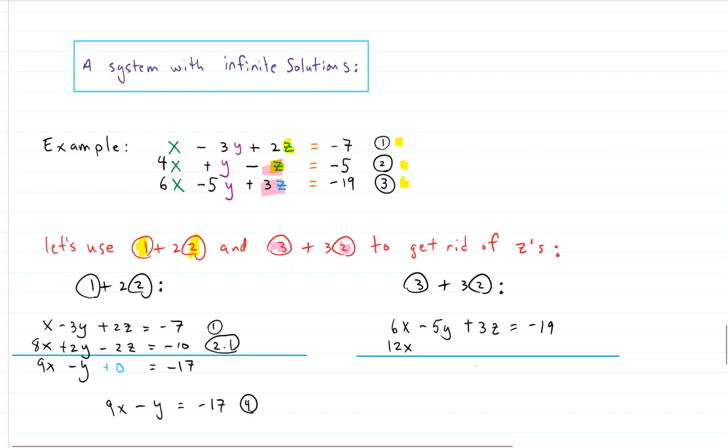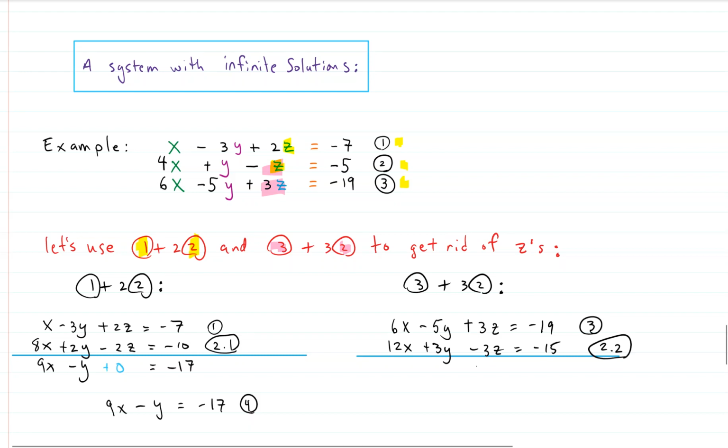And 3 times equation 2, 3 times 4x is 12x. 3 times y is 3y. 3 times negative z is negative 3z. And 3 times negative 5 is negative 15. And the top equation is equation 3, and the bottom equation is 2.2. It's not 2 or 2.1, it's 2.2.